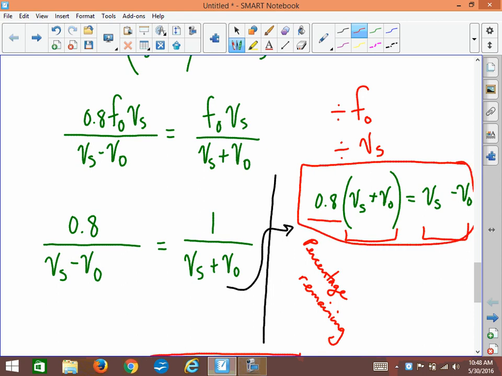So this little expression is a shortcut, as long as we remember what number to put up front. You have to remember that it's the percentage that's remaining after the shift, but the other parts don't change. So this could be a shortcut formula for a question like this one, instead of going back and doing all that algebra again. We have this little shortcut to get the speed of the car. And that's basically the Doppler effect.